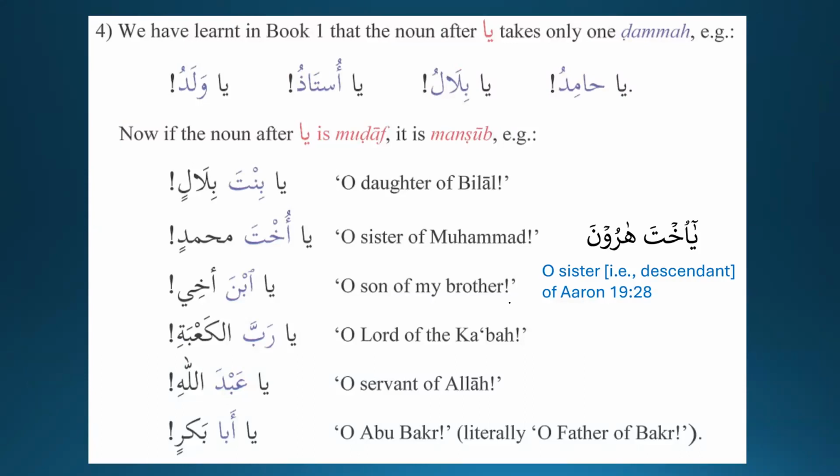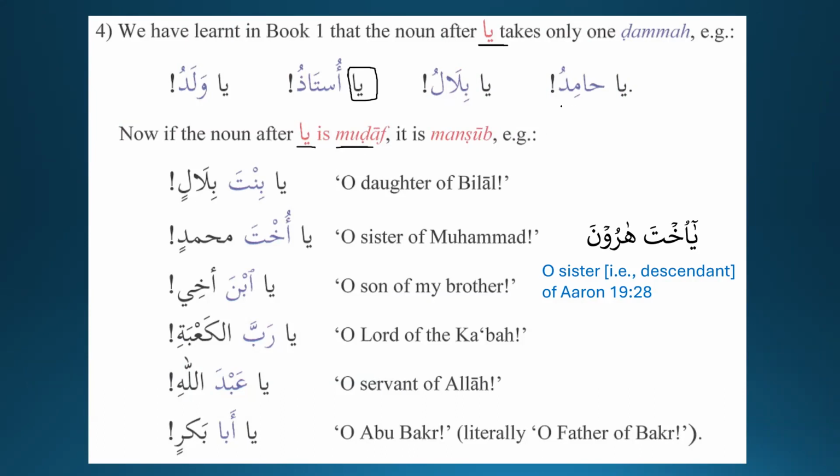Number 4, we have learned in book 1 that the noun after ya takes only dhamma when the noun is singular: ya hamidu, ya bilalu, ya ustadu, ya waladu, the noun has to be single. But what if after ya we have a noun which is used as mudaf? Then it will be mansoob. So if the noun after ya is mudaf, it is mansoob. So this is another form of mansoobat.